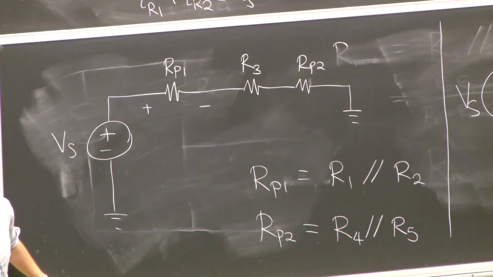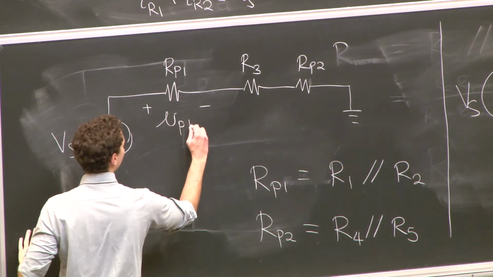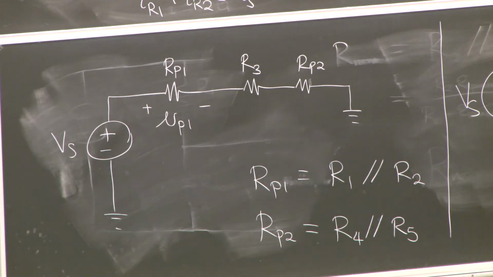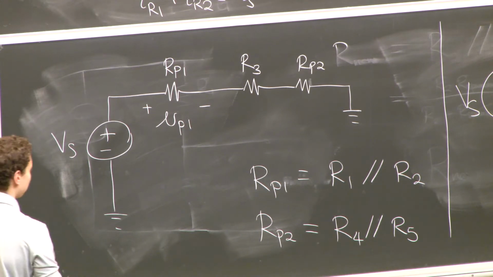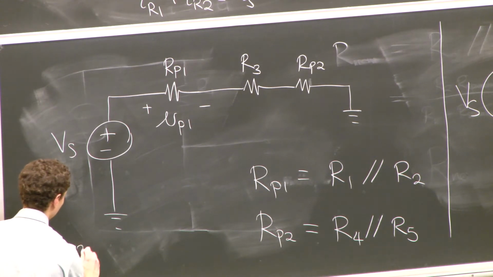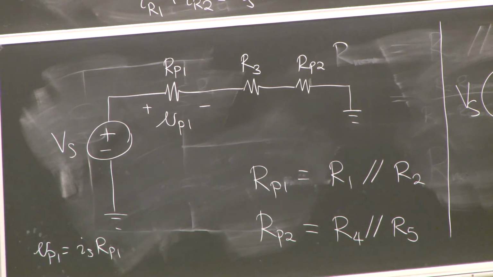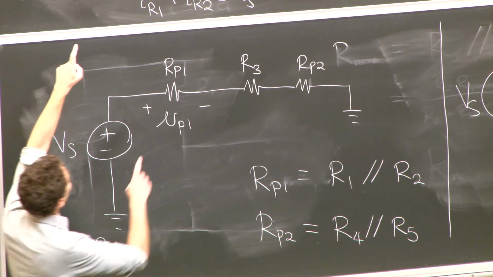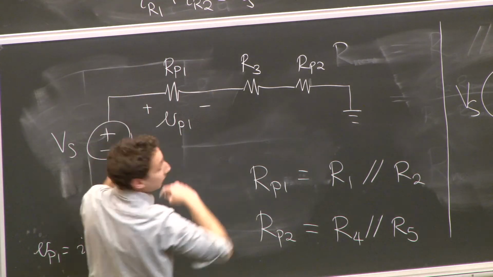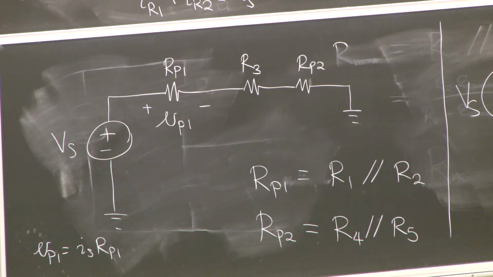What is it in my original circuit? This voltage, VP1, parallel combination voltage. What's that? IS times RP1. Yes, okay, so that is true. You're correct. But I'm talking about, like, physically. Where is that in my original circuit? Which voltage does that represent? Yep, it's just the voltage across that and that, right? It's the voltage across R1 and R2, the same.